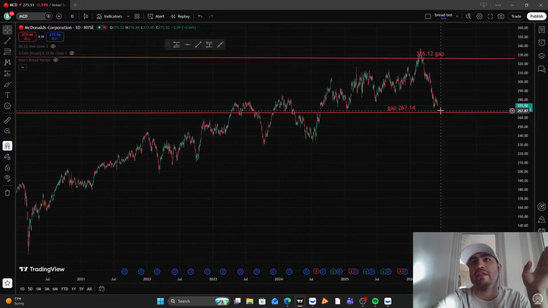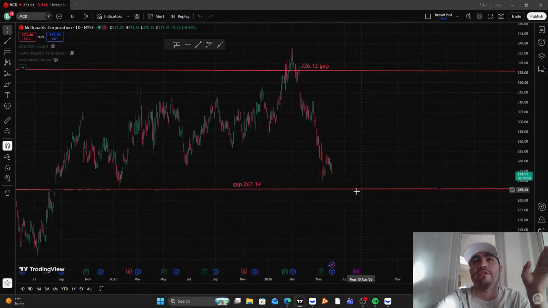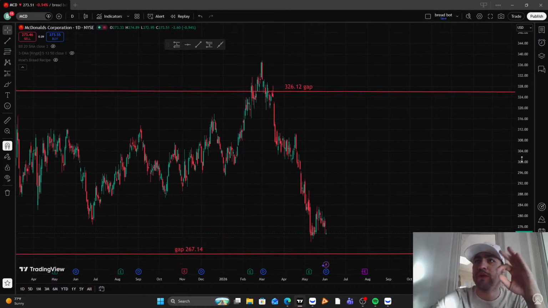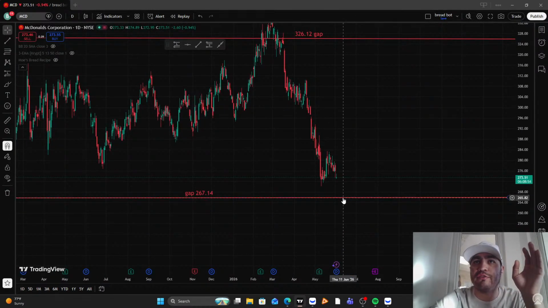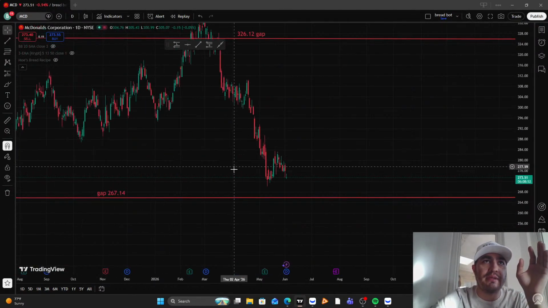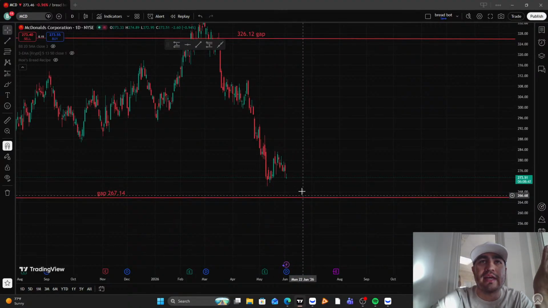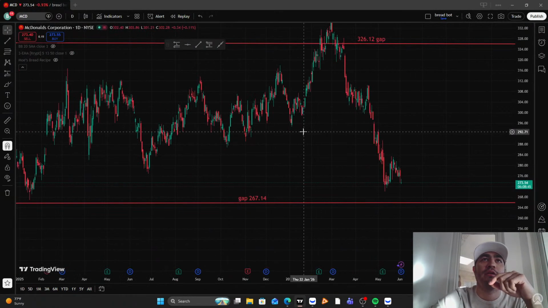Look at this nice big sell down now. I'm looking for another test here. I'm hoping we gap fill right here. So I'm kind of waiting patiently to fill this, to come down, test this area, and we're almost there. We're like $10 away on McDonald's.